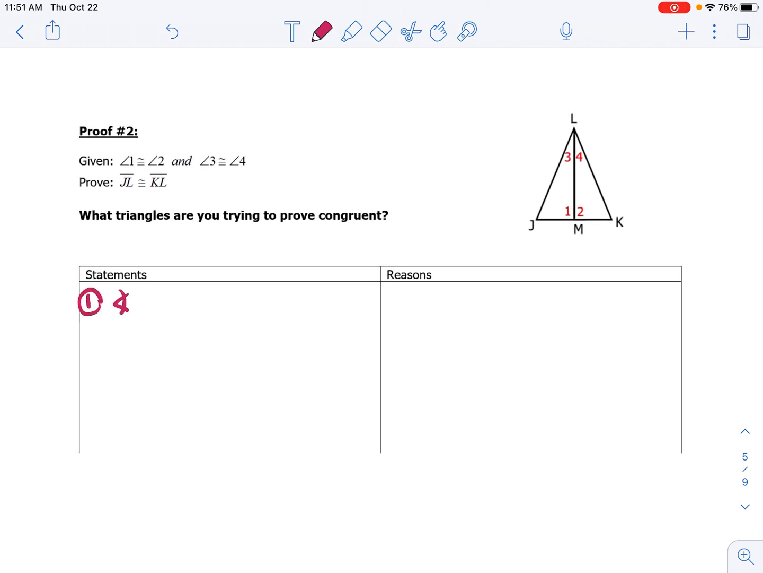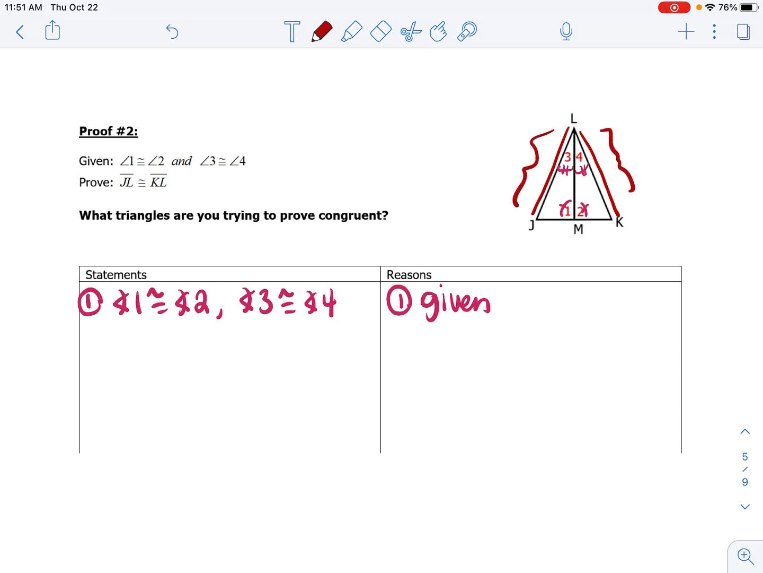Let me write down my given, and you can write it down with me. We have angle 1 congruent to angle 2, and angle 3 congruent to angle 4. That is my given. Okay. So the first thing I want to do is mark the diagram for congruence. And our goal is to prove segment JL congruent to segment KL. So notice how we can't really put dots there because they're not angles. So you can mark that you want to prove those congruent, but make sure that you're not assuming that they're congruent to start.